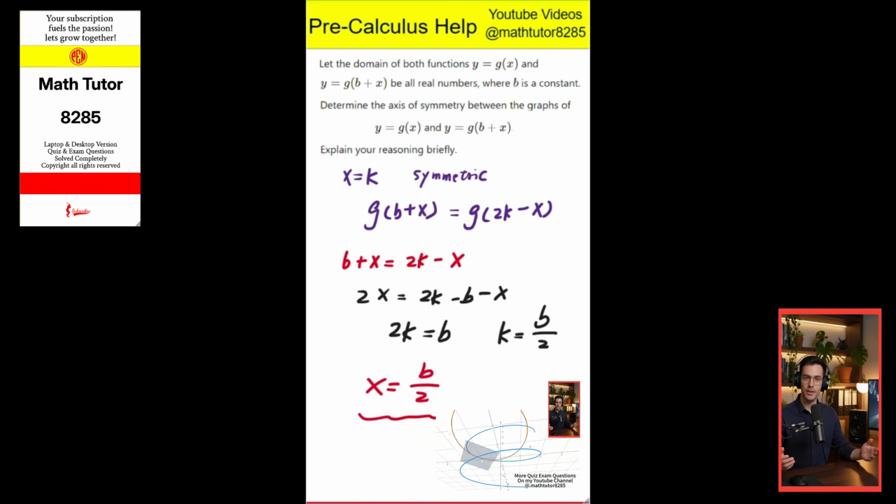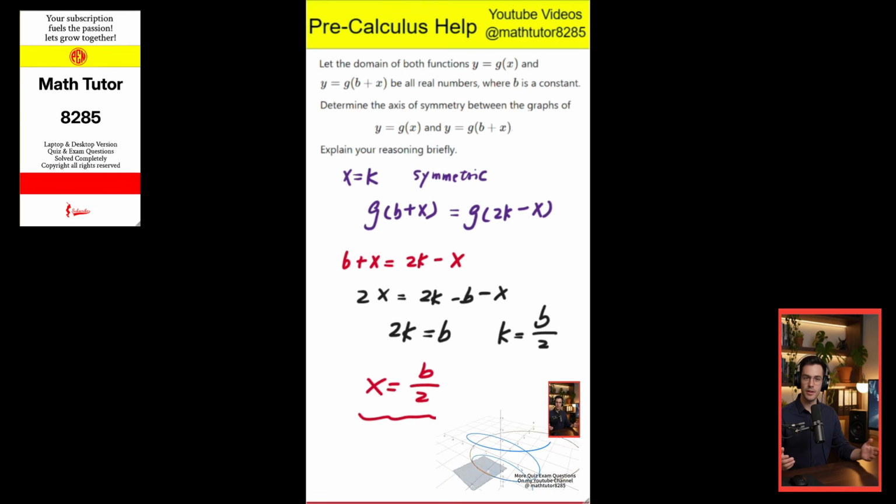The symmetry between a function and its reflected or shifted version depends on how the input is changed. When the input changes from x to a minus x, the symmetry line is x equals 1/2 of a. When the input changes from x to b plus x, the symmetry line is x equals 1/2 of b. In our case, because we compare g of x and g of b plus x, the symmetry line is at x equals 1/2 of b.